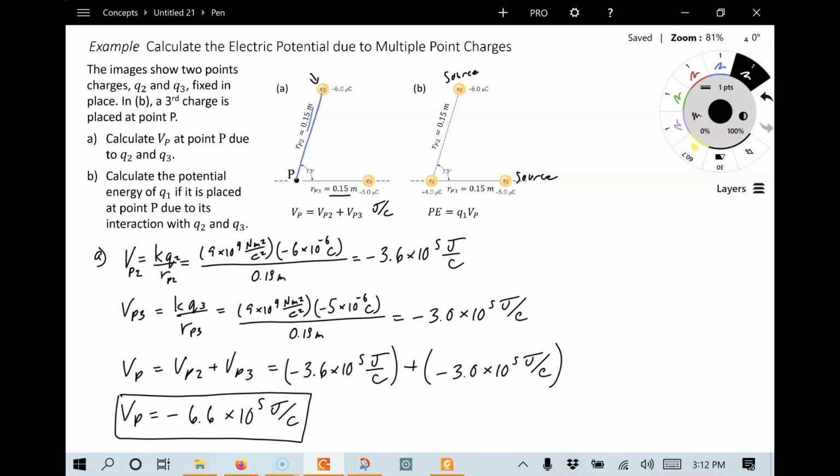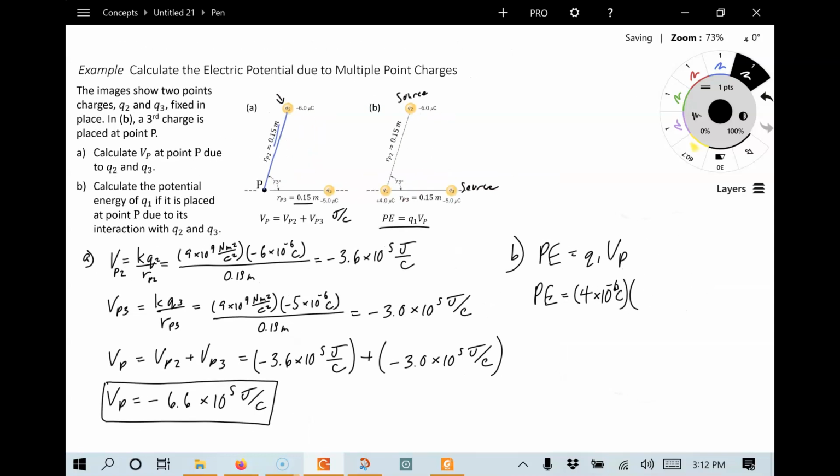So let's go ahead and calculate this. For part B, calculate the potential energy of Q1 if it is placed at point P due to its interaction with Q2 and Q3. Well, that's pretty straightforward. We're just going to use this equation that relates potential energy when we place a charge, Q1, at a location in space where there's an electric potential due to other source charges. So the potential energy for Q1 at that position is going to be the charge Q1, 4 microcoulombs, times the electric potential at that position.